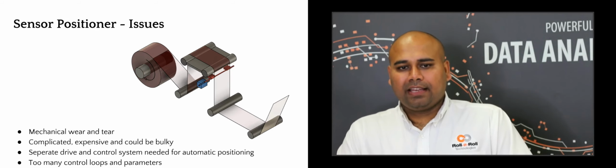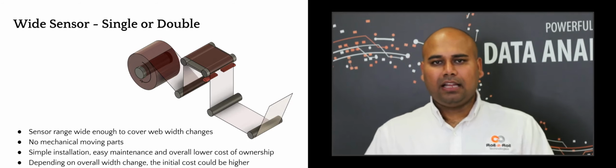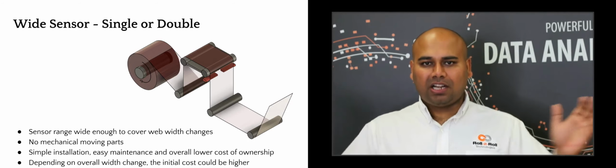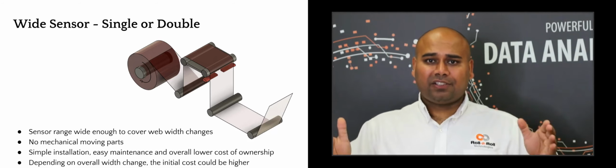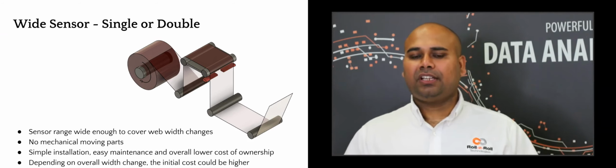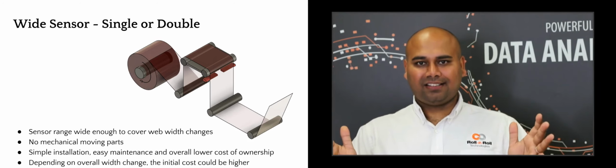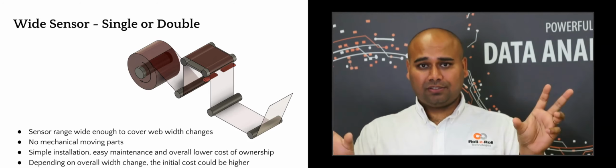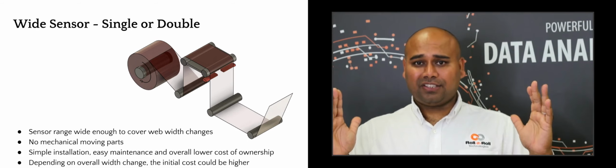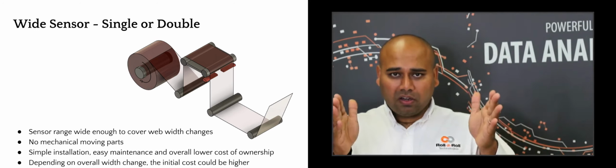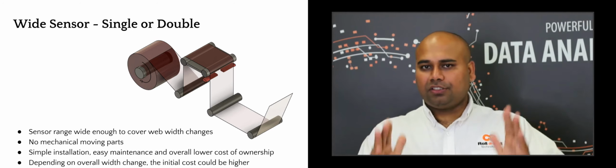A better way of doing this is to just have a wide sensor. If your sensor is wide enough to accommodate any web width variation, then there's never a need to move the sensors. And you can put one sensor on each edge. So you have a center guiding application with two sensors. And if the web width varies, and if the sensor is wide enough to see all of the variation, then you would never have to move the sensor, and you can still do that.